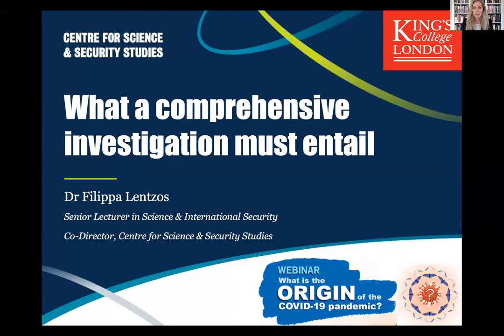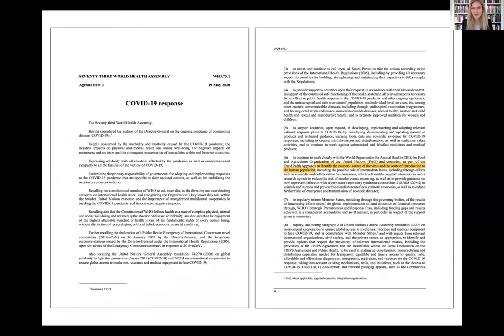So I'll be talking about how to investigate outbreaks and outbreak origins, essentially. And as many of you will know, you all seem to be very familiar with all the details of the case. In May 2020, the World Health Assembly adopted a resolution that called on the WHO to identify the zoonotic source of the virus and the route of introduction into the human population. So in other words, it called for an investigation into the origins of the COVID-19 pandemic. But it gave no specifics about how this was going to be done. That was negotiated later on between WHO representatives and China, mostly behind closed doors.